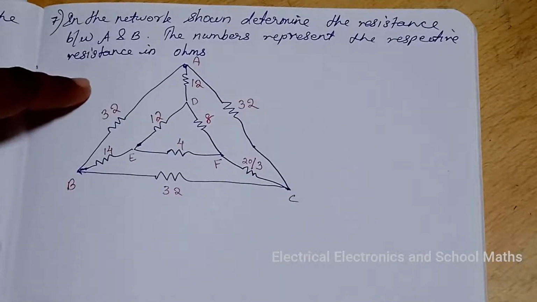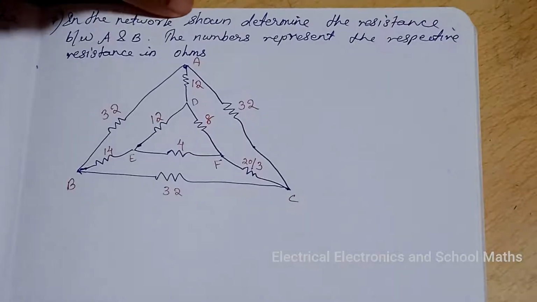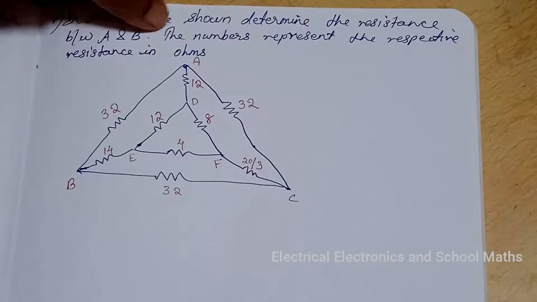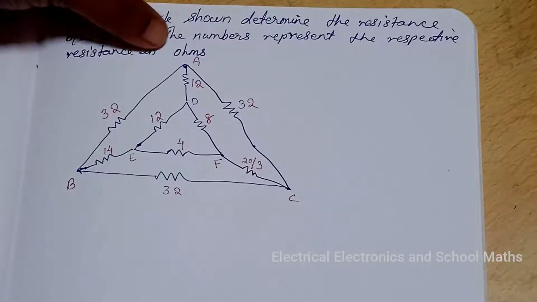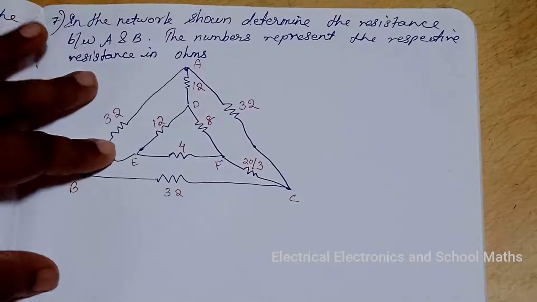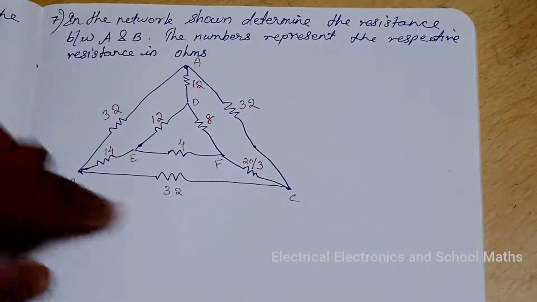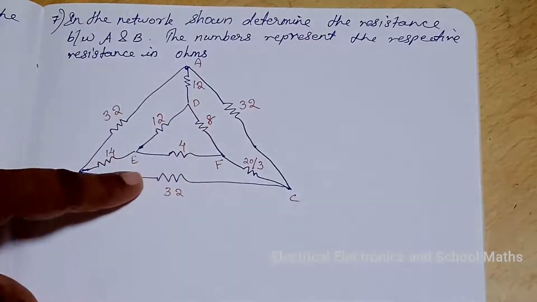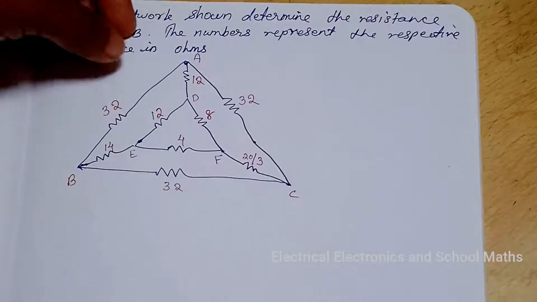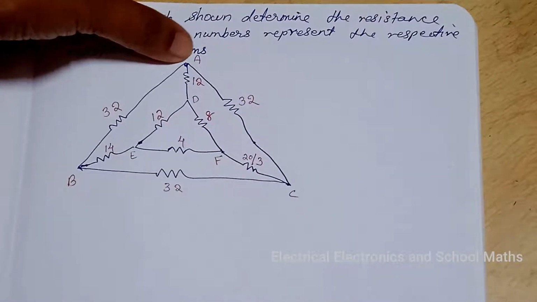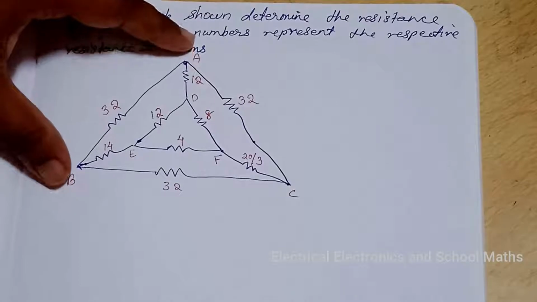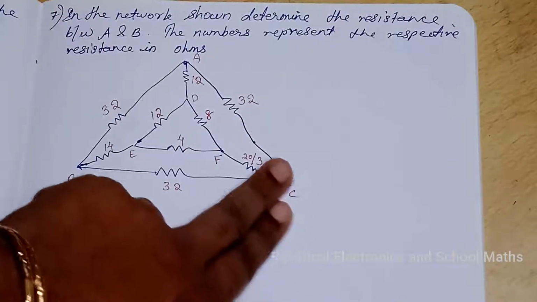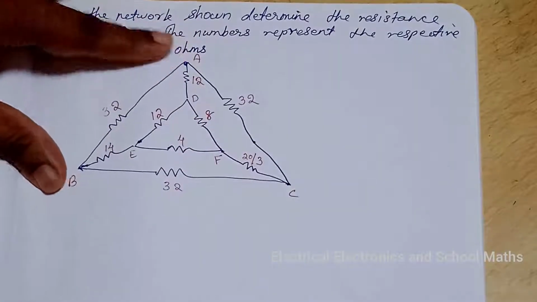Let us do the next problem. In the network shown, determine the resistance between A and B. The numbers represent the respective resistance in ohms. This is the picture. Let A, B, C, D, E and F be the joining points. The problem is to find the resistance between A and B. So we have to solve from this side to this side.